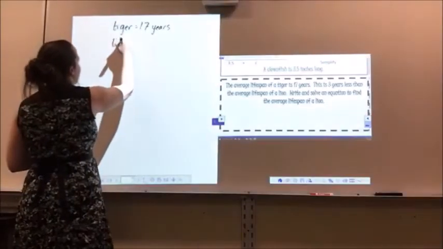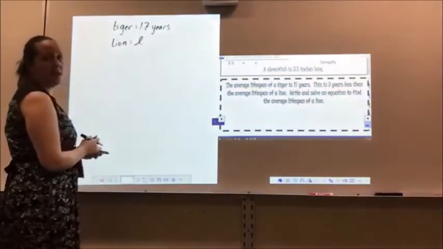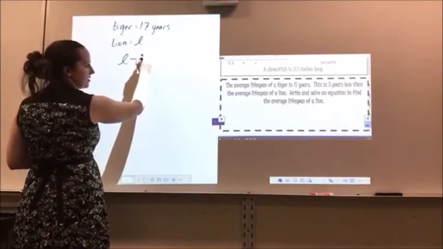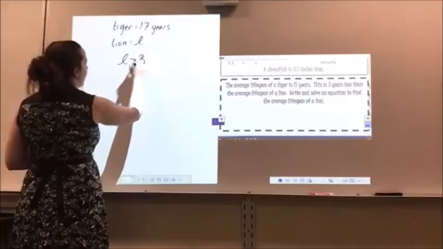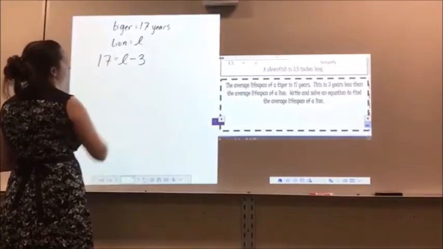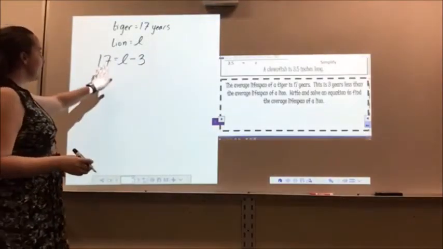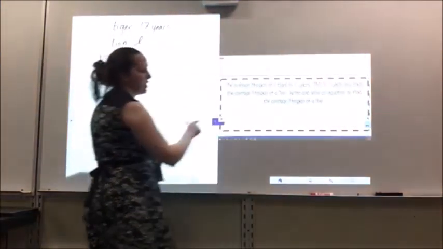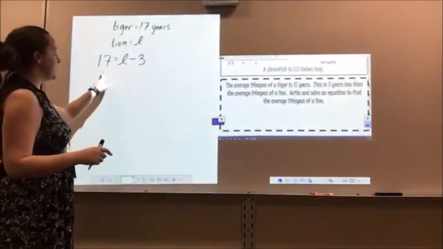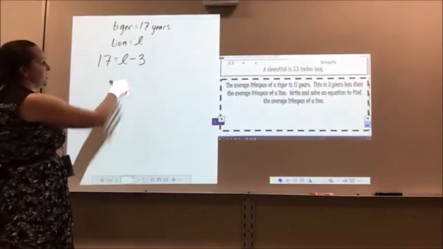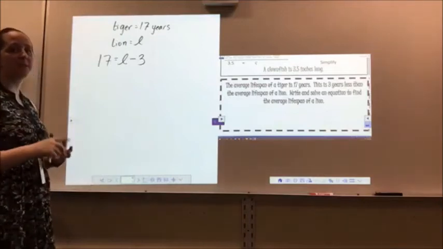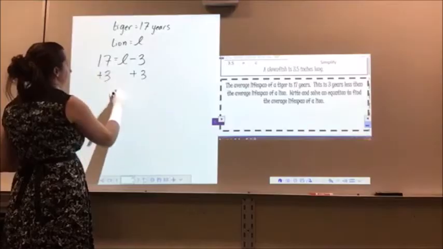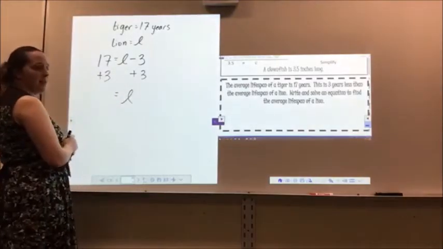So we're going to say lion equals L because we don't know how long the lion lives. The tiger is 3 years less than the lifespan of the lion. So that's my equation: 17 equals L minus 3, because this is 3 years less than the average lifespan of the lion. So lion minus 3 equals my tiger. So this is subtraction, so I have to do the opposite of subtraction, which is addition. So I add 3 to both sides. So 17 plus 3 equals 20.